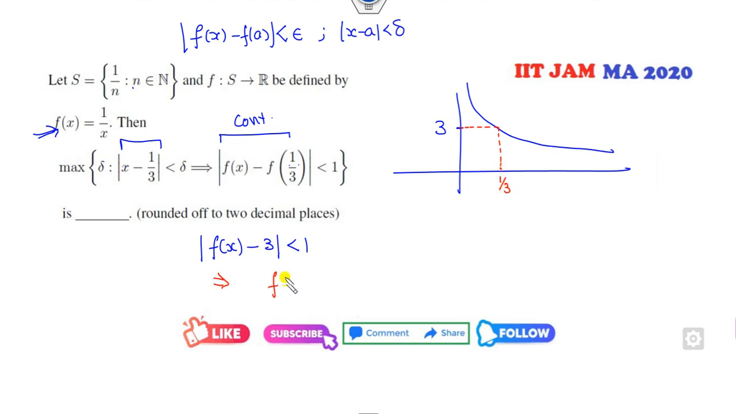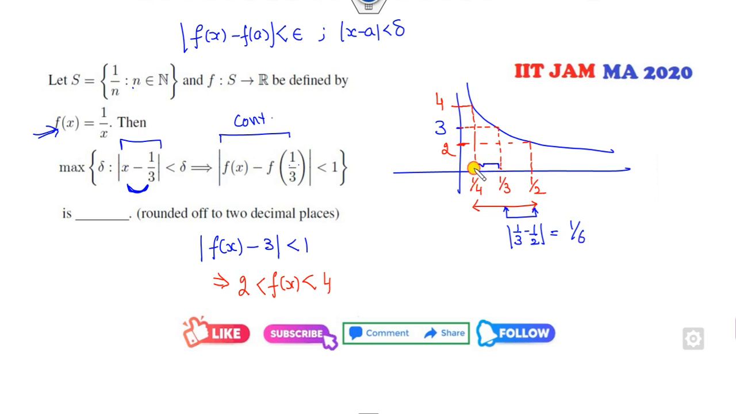So can you find the range of this? This number is 4. This number is 2. So 2 will be here, and 4 will be this. So what is the corresponding number? This is 1 over 4. This number is 1 over 2. So my domain will be here. Fine. Now your target is to find this interval. So what is the length of this part? It is the modulus of 1 over 3 minus 1 over 2, which is 1 over 6. What is the length of this part? 1 over 3 minus 1 over 4, it is 1 over 12.